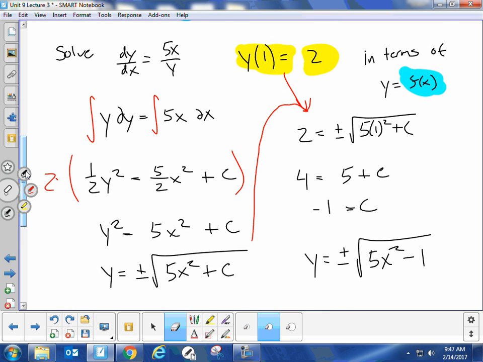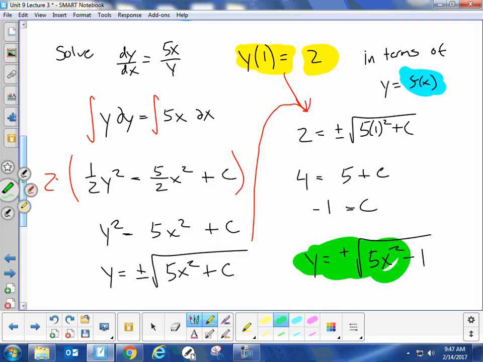So this is technically not right because I don't want two y's for a given x. Instead, I just want the positive half, because they asked us for a function, and they told us that when x is 1, y is only 2. This is our particular solution.